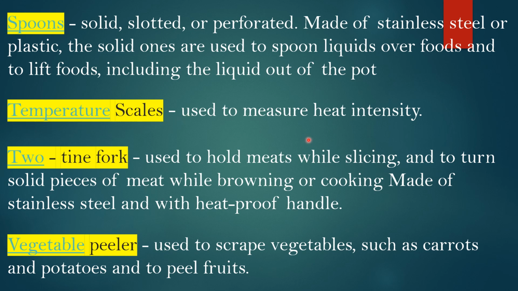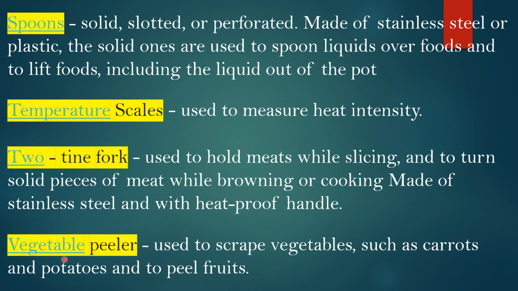It is used to measure heat intensity. Ginagamit natin si temperature scales para malaman natin kung gaano kainit yung meat na niluluto natin. Okay, next we have the two-tined fork. It is used to hold meats while slicing and to turn solid pieces of meat while browning or cooking. It is made of stainless steel with a heat-proof handle.